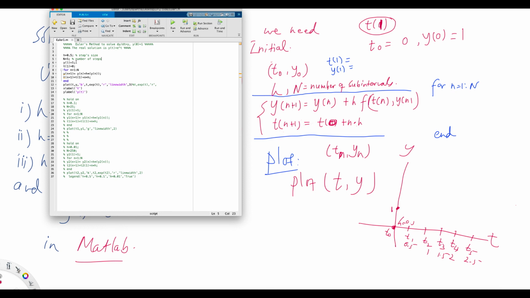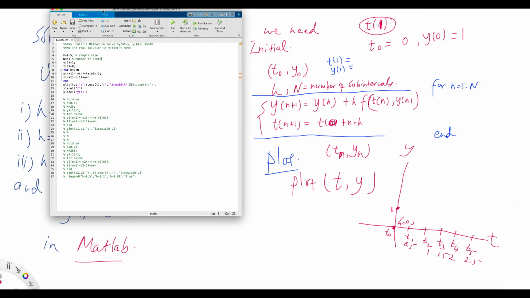That is the very first initial condition, and t1 is 0. That is, at t equals 0, the value is 1. That's the initial condition. And what we did for n equals 1 through n, yn plus 1 is yn plus h times yn. Why did I do that? It is because f is y, right?